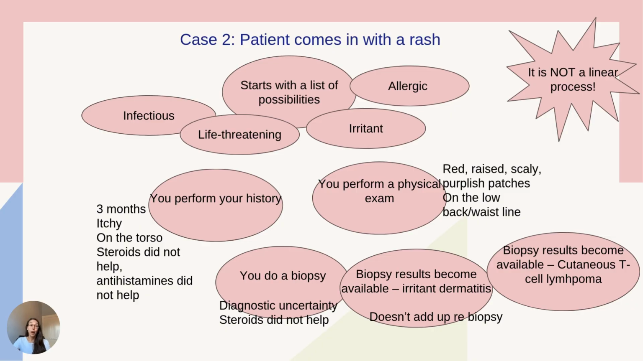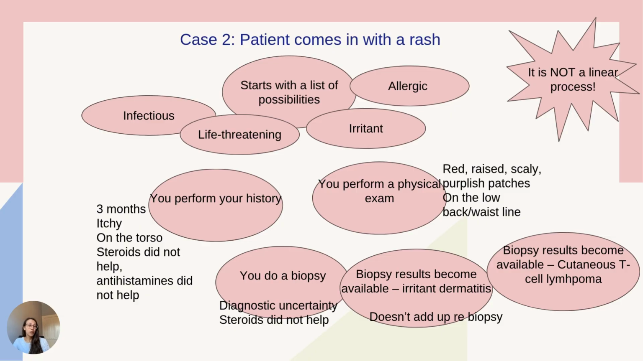Person's coming in with a rash. Okay, I have a starting list of possibilities or hypotheses for a rash. It's a long list. So I like to break it up into these buckets. Could it be an infectious rash, a life threatening rash, an irritant rash, like an irritant dermatitis or an eczema picture? Or could it be an allergic rash, either chronic or acute?